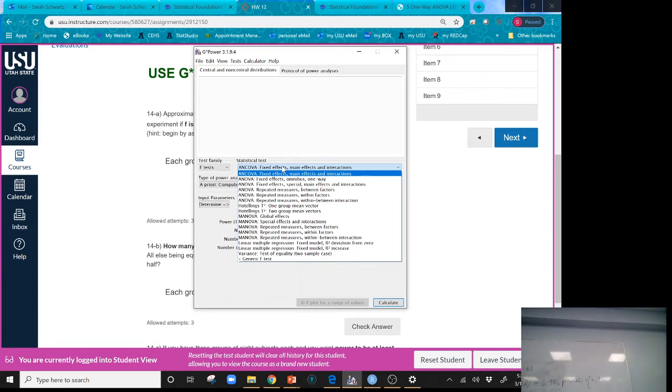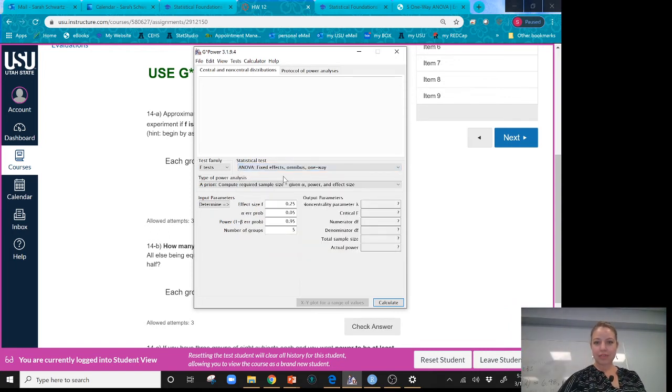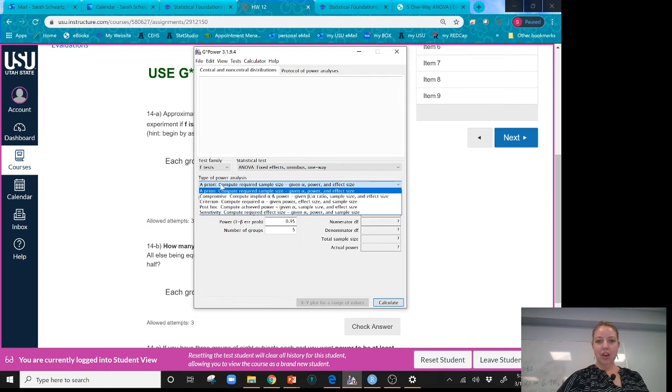A little easier to see. The second one, fixed effects, omnibus. Remember, what does omnibus mean? Overall, one way. Yeah, we've just done one ways. Okay. What type of power? A priori, because that computes the required sample size.